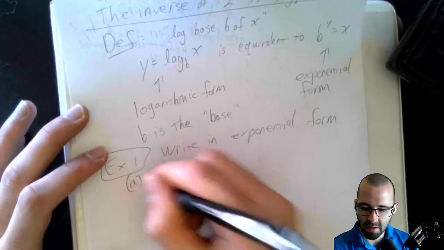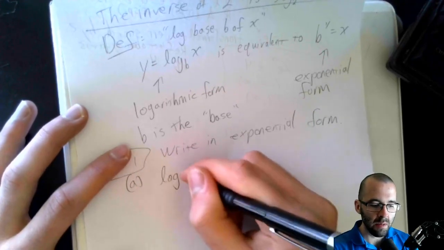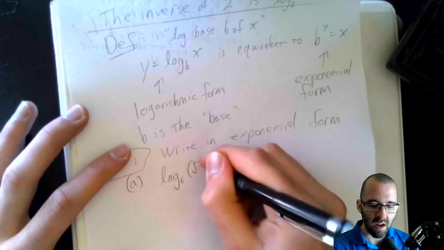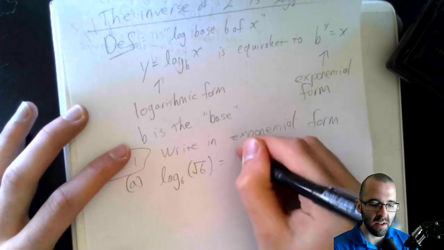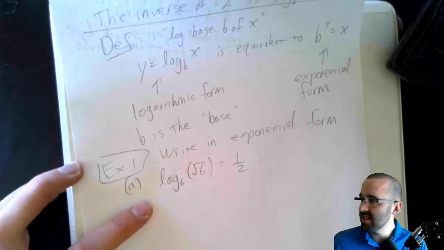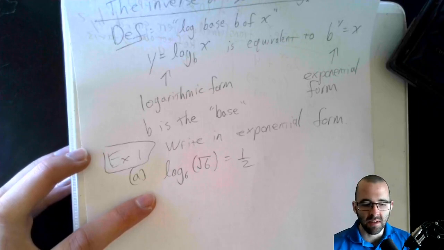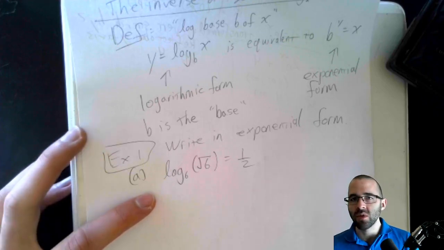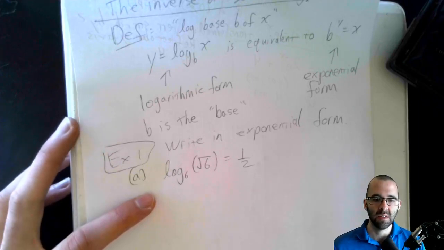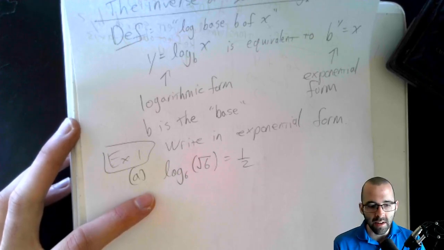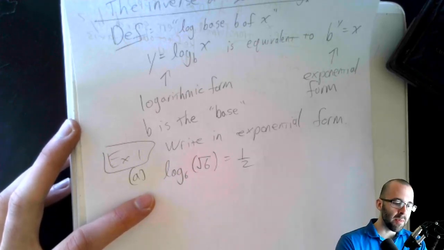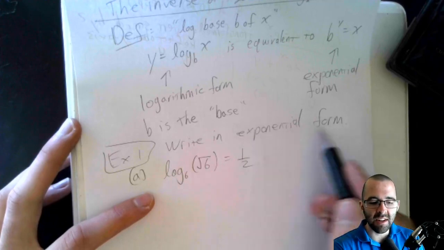Part A. Log base 6 of the square root of 6 equals 1/2. So this is a silly equation, because this is just a true statement, right? We're not solving any problems right now. We're not doing voodoo magic. This is a true statement. We're going to write this true statement in a different form.